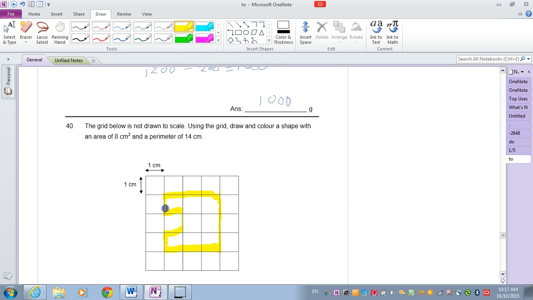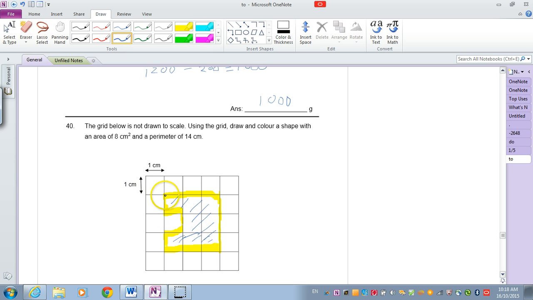Now let's check if this shape does give us what we want. You're supposed to color it, so please make sure that you shade the figure. Let's just check whether you have 14 cm and 8 square centimeters. 8 square centimeters means I should have 8 full squares. So I have 1, 2, 3, 4, 5, 6, 7, 8. So I do have 8 square centimeters.